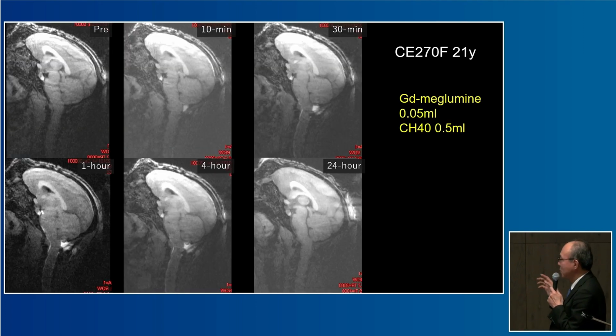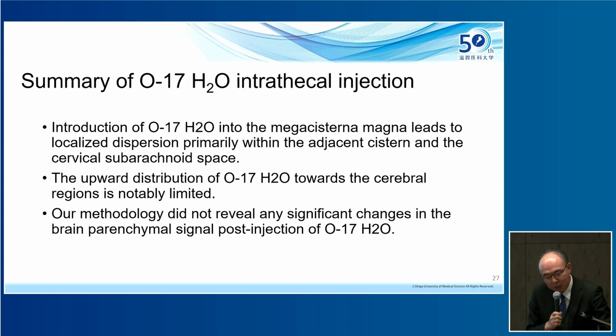And this is gadolinium injection, and in this case the CSF circulation is very limited using the gadolinium. After waiting 4 hours, the brain parenchyma is not enhanced in this case. Maybe a summary of only these 3 cases of monkeys: introduction of the O17 water into the mediastinal magna leads to localized dispersion primarily within the adjacent cisterns and the cervical subarachnoid space. The upward distribution of the O17 water towards the cerebral region is notably limited. The methodology did not reveal any signal change in the brain parenchyma after injection of the O17 water.